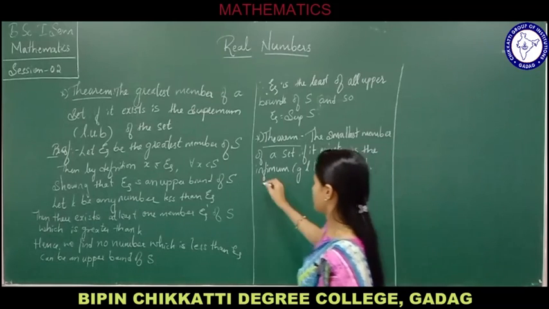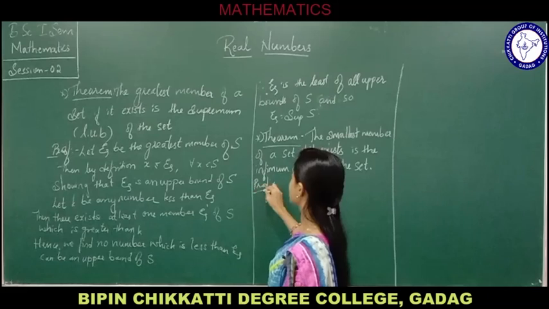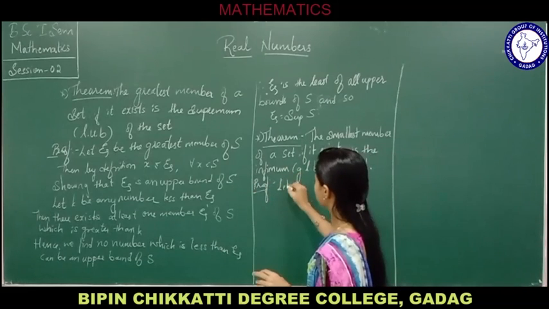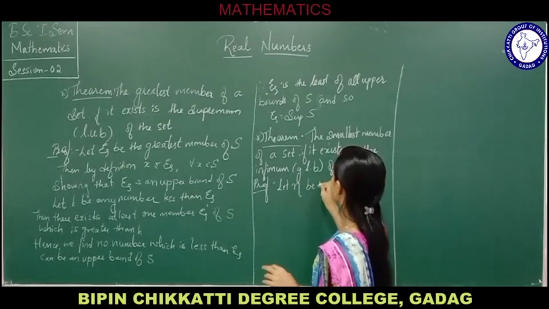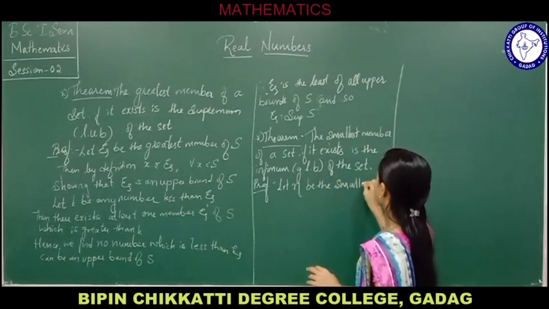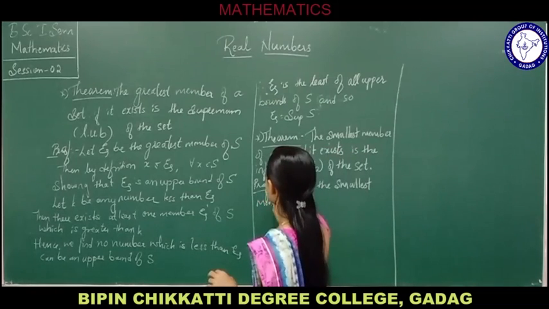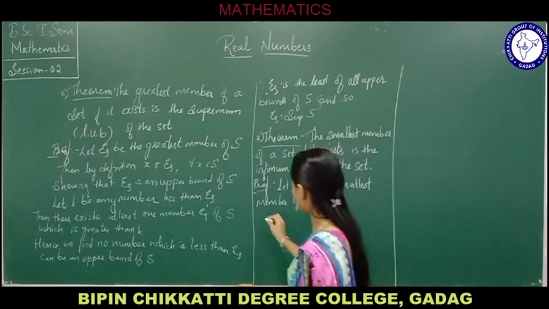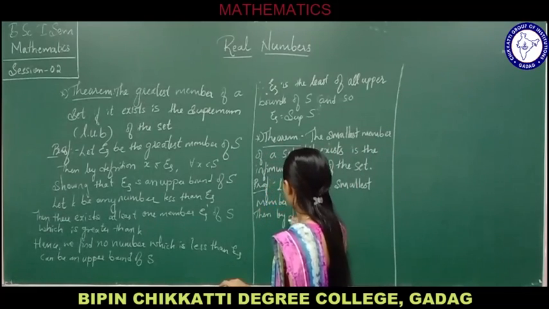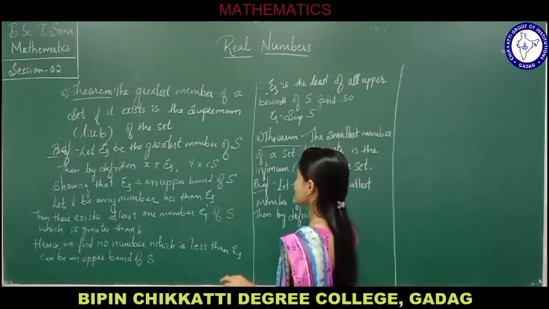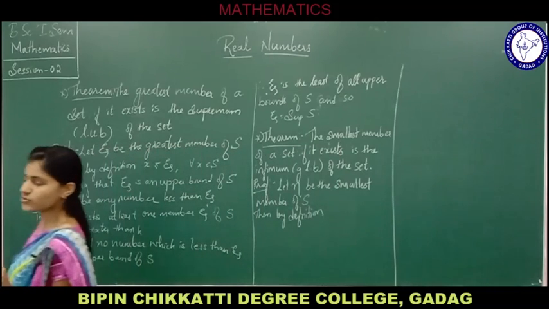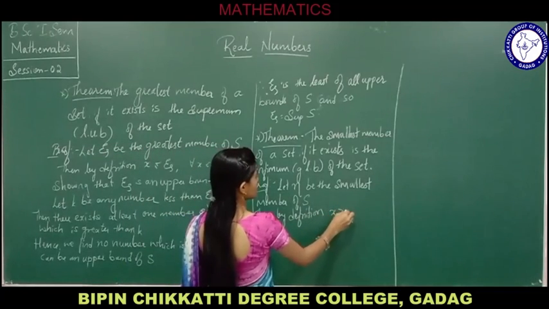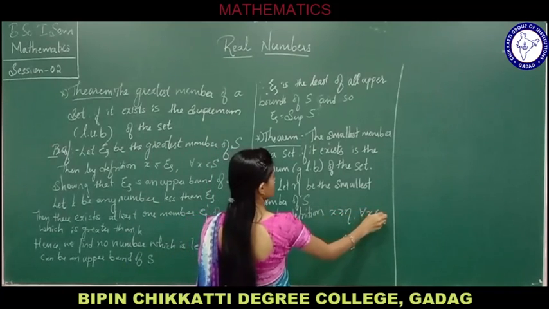Let us prove this theorem. Consider the proof. Let eta be the smallest member of S. If it is the smallest member of S, then by definition, x will be greater than or equal to eta for all x belonging to S.